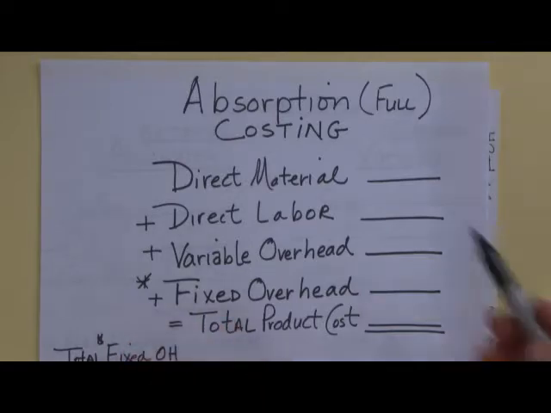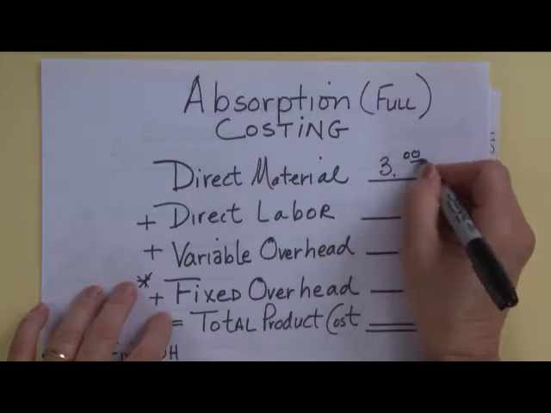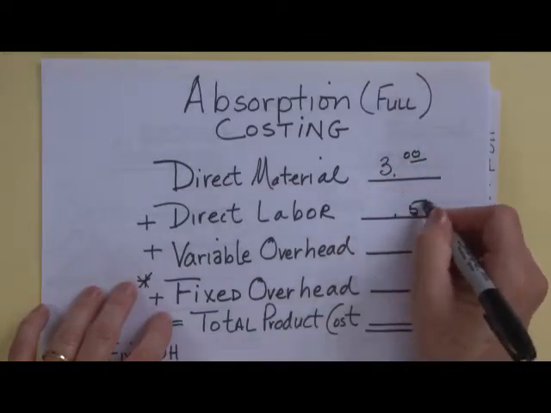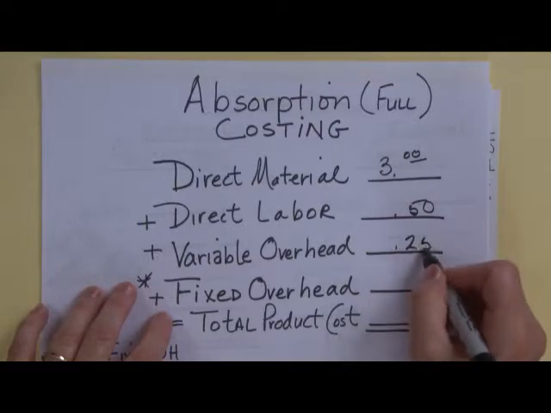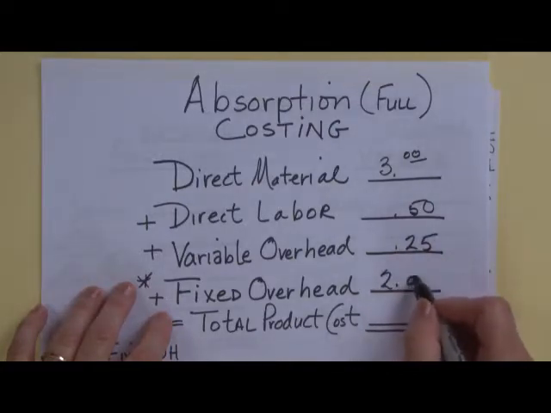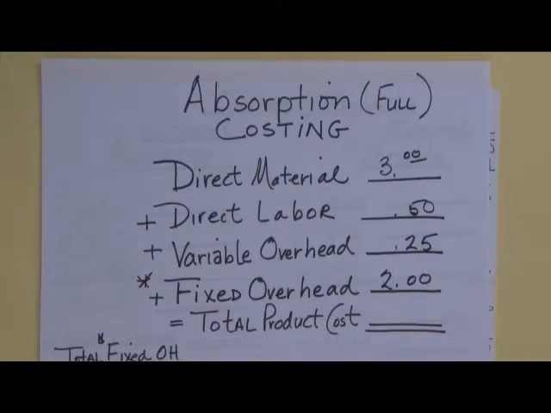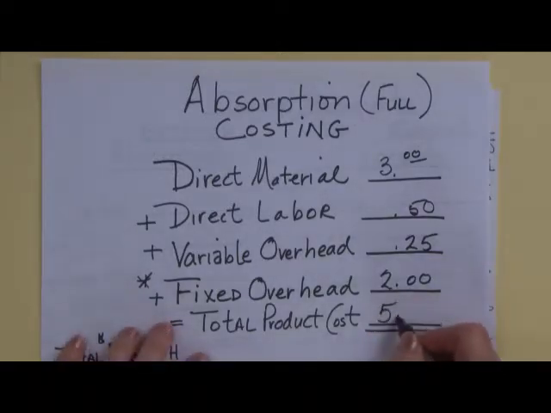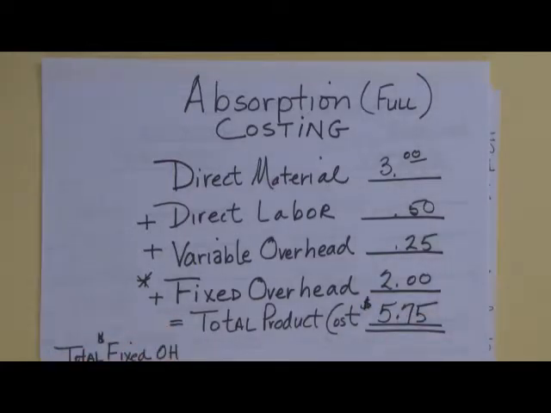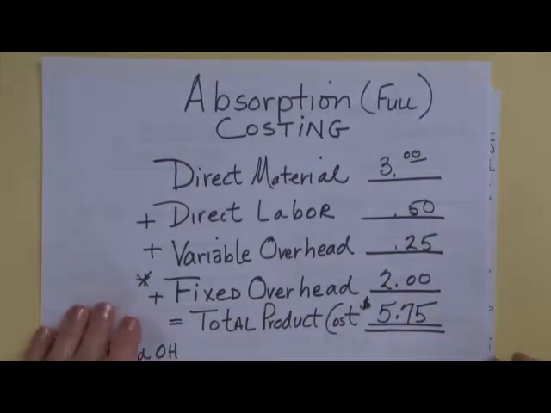So we're going to return to absorption costing, which again is what GAAP requires for our external statements. We have $3 direct material, 50 cents of direct labor, 25 cents of variable overhead, and $2 of fixed overhead. Again, remember that we took the total overhead and divided it by the units produced. And this gives us a total product cost. So this is what one pencil box costs under absorption costing.